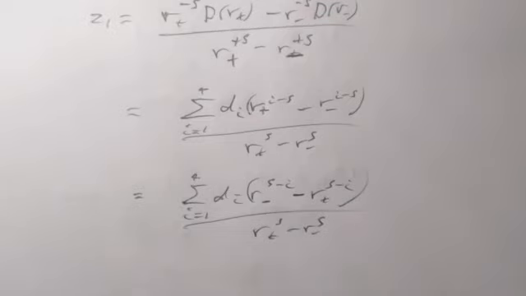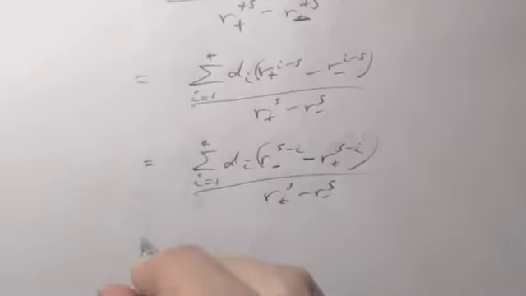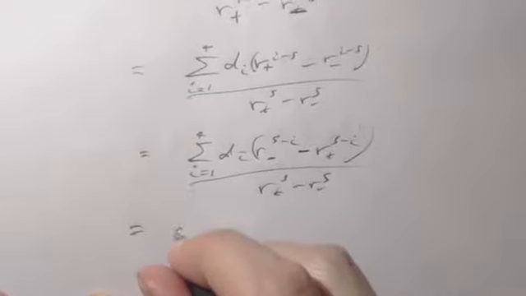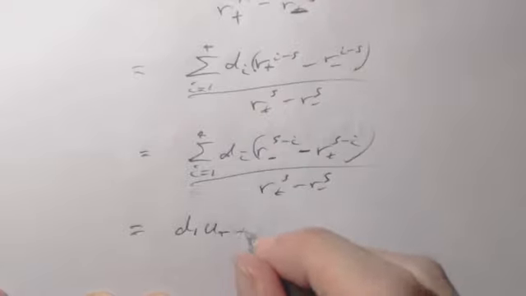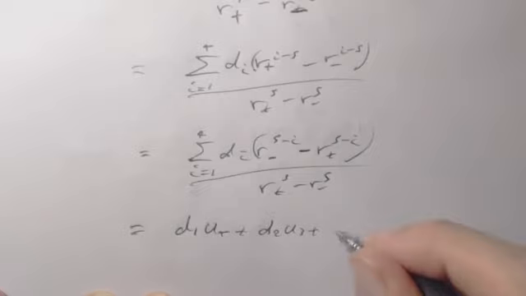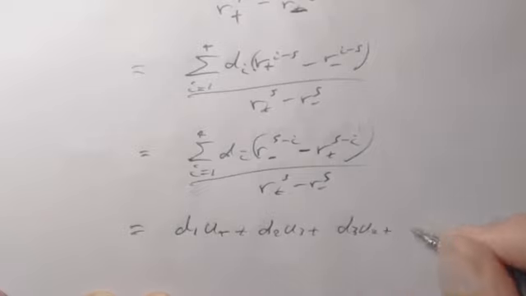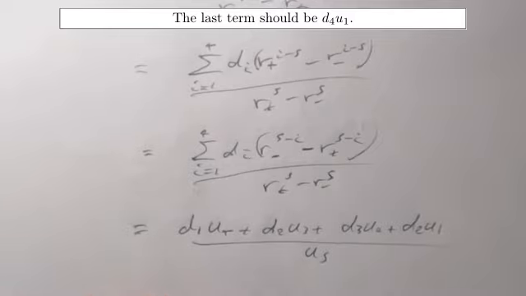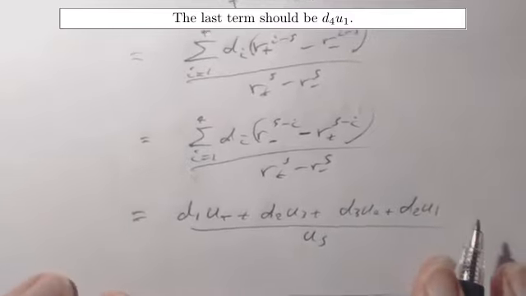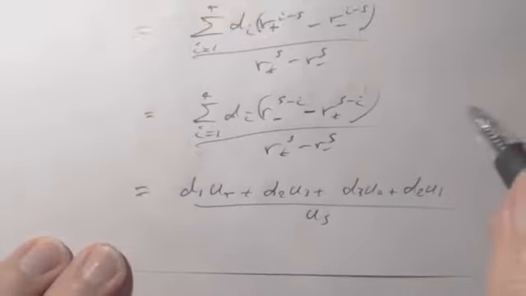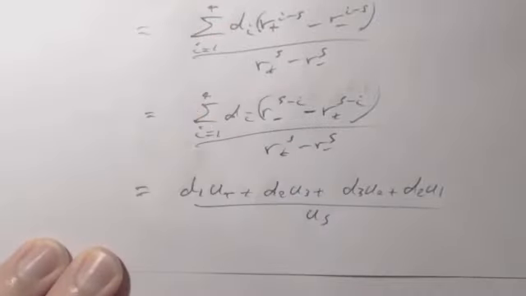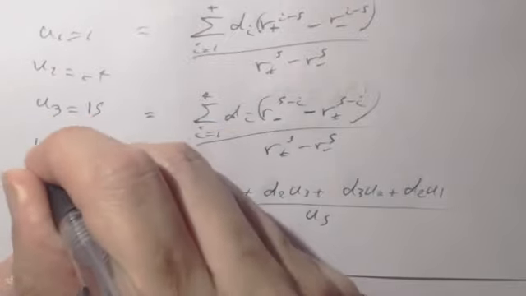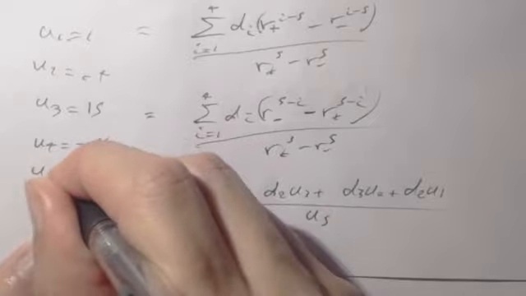So in this case, what we're going to have is d1 u4 plus d2 u3 plus d3 u2 plus d4 u1 over u5, once we've divided the top and the bottom by 2 root 3. So let's plug the values in here and see what we get. So let's just remember u1 was equal to 1, u2 was equal to minus 4, u3 was equal to 15, u4 was minus 56, and u5 was 209.